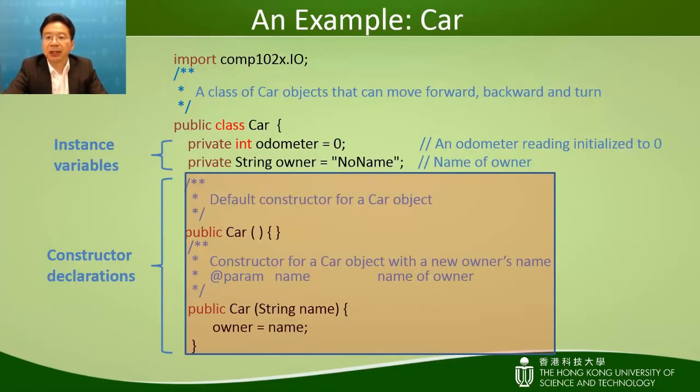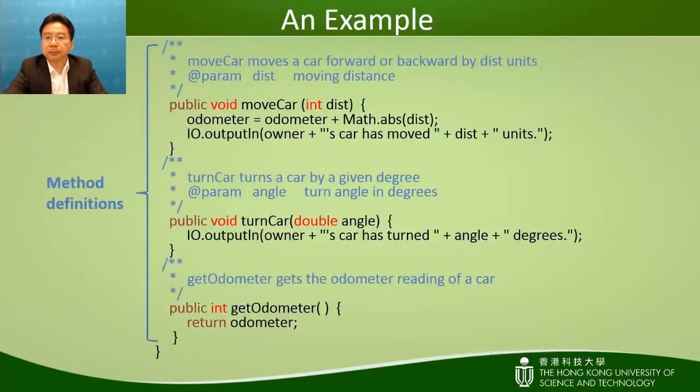Constructors are used to create new instances of objects. In this case, there are 2 constructors, one with no parameter, the other with 1 parameter of string type. The constructor declarations are followed by method declarations. 3 methods are defined here. 2 of the methods are of void type. That means no value is returned by the methods.